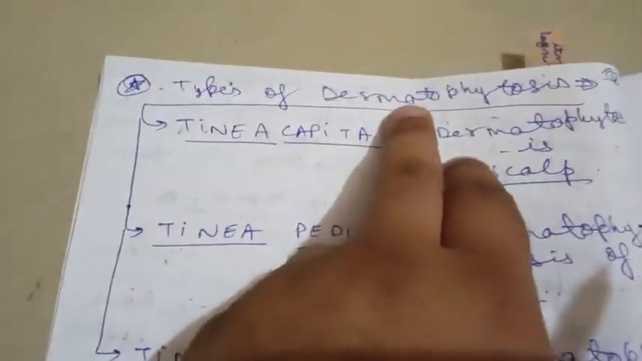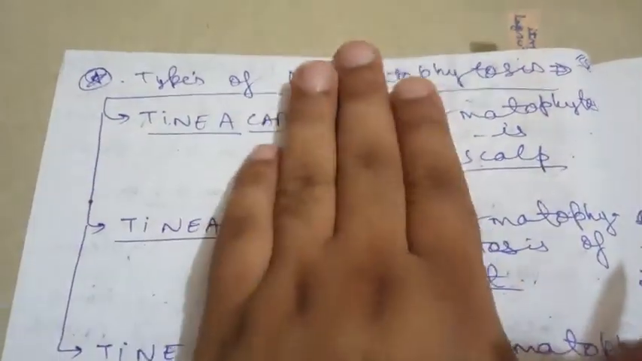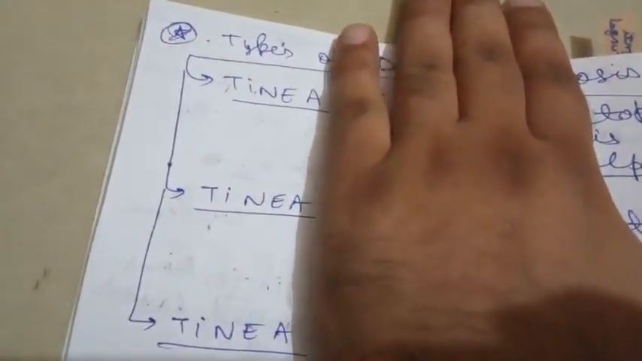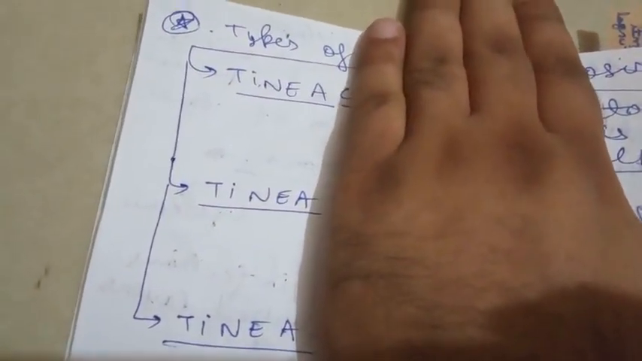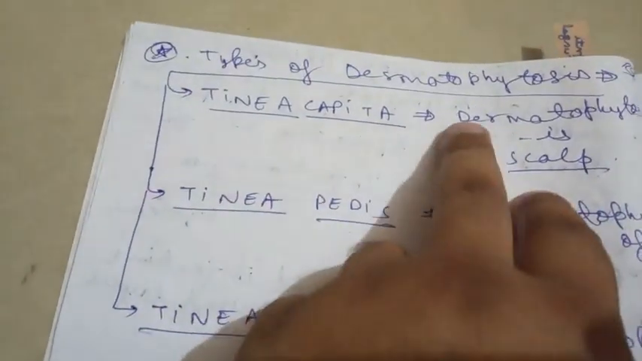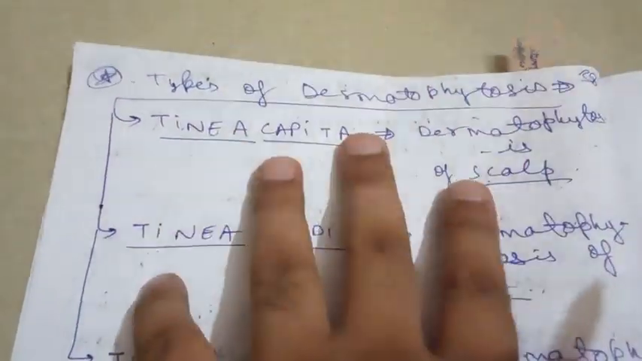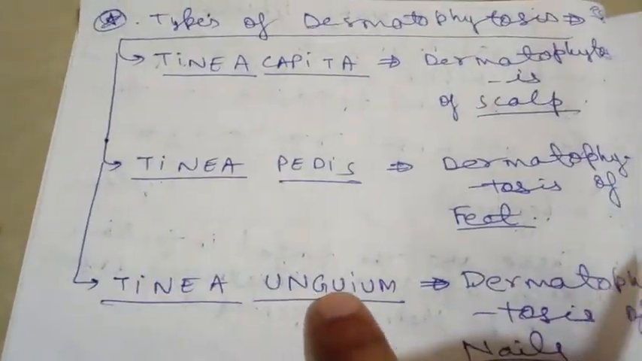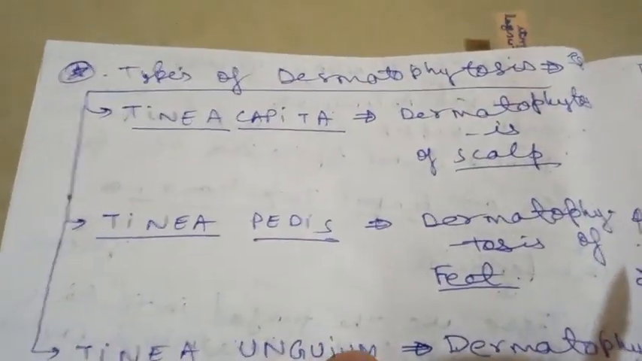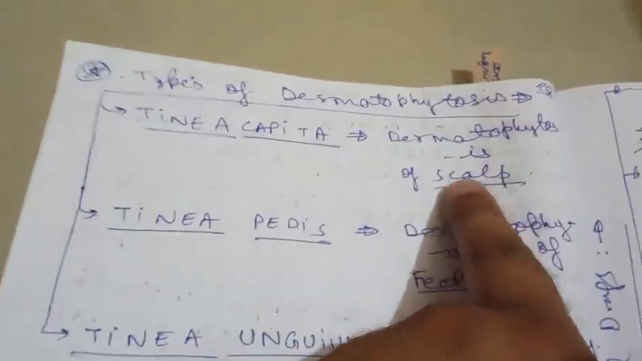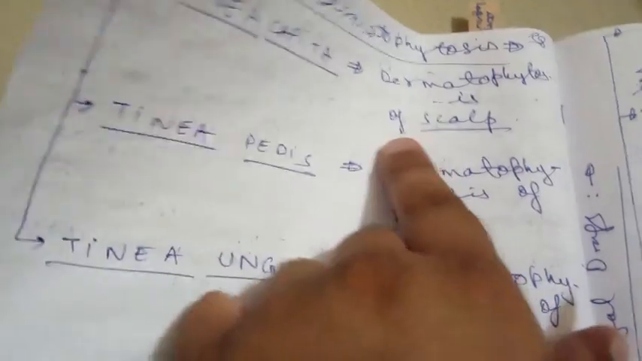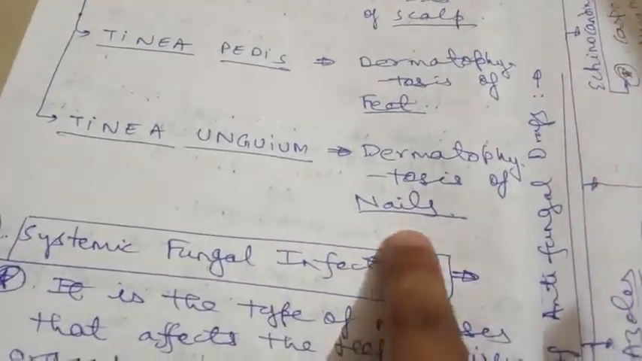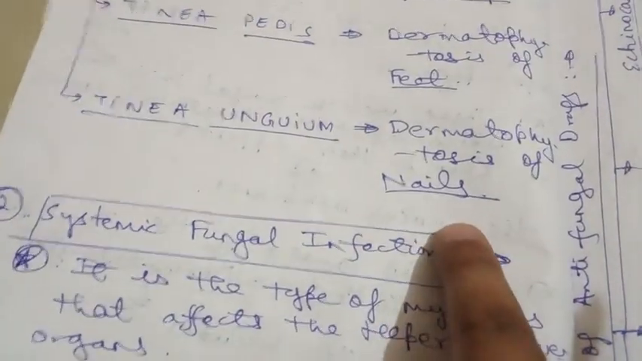Now there is a term that is a synonym for dermatophytosis, that is called tinea. Just remember only tinea. Tinea or dermatophytosis has three types according to the structures involved: tinea capitis, tinea pedis, and tinea unguium. Tinea capitis is dermatophytosis of the scalp, tinea pedis is dermatophytosis of the feet, and tinea unguium is dermatophytosis of the nails.